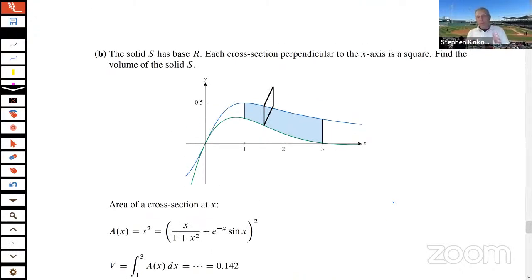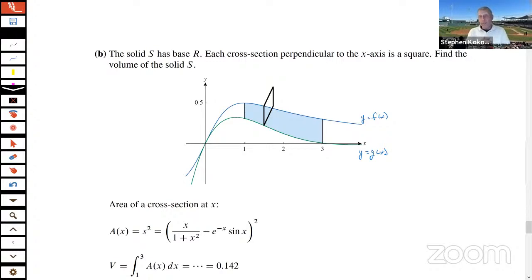So this is a part B. We're still dealing with the same 2 curves. So this was our, I think, y equal f of x. And the green curve was y equal g of x. And this time we have this solid S that has base R. And this time each cross section perpendicular to the x-axis is a square. So with a little bit of luck, Curtis, you can see that square coming up from the screen.